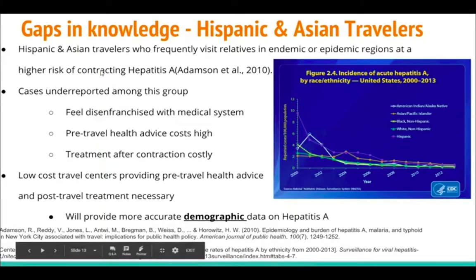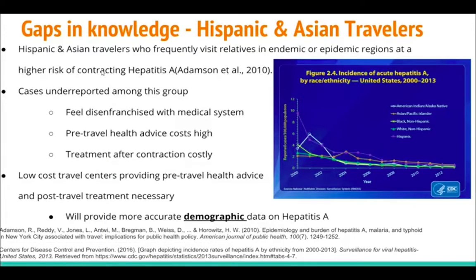Looking at this graph providing data on incidence of acute hepatitis A rates by race and ethnicity from the years 2000 to 2013, it is clear that Asian Americans and Hispanic Americans have higher rates than other ethnicities. It is suspected that many of these cases are attributed to frequent visits to relatives in regions where hepatitis A is highly endemic. Adamson and colleagues state that underreporting is frequent among these groups visiting friends and relatives because they may be disenfranchised or less willing to access the medical system for symptoms or treatment unless they are very ill.